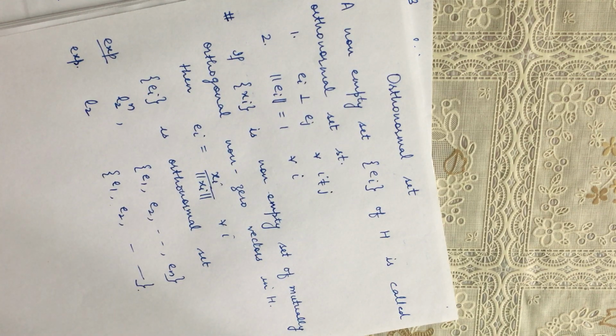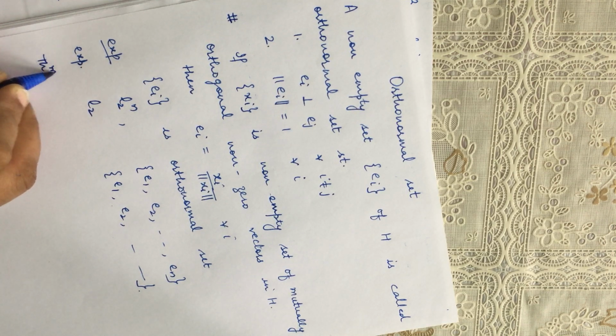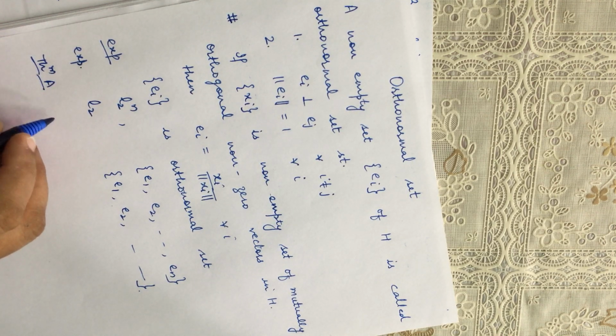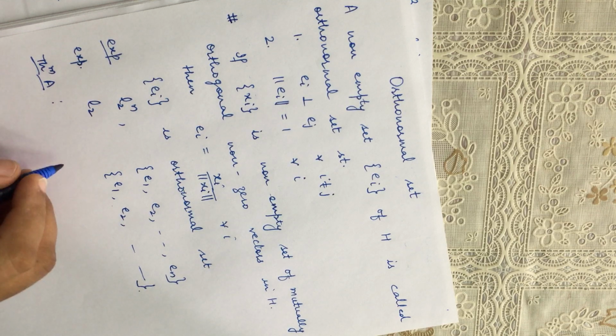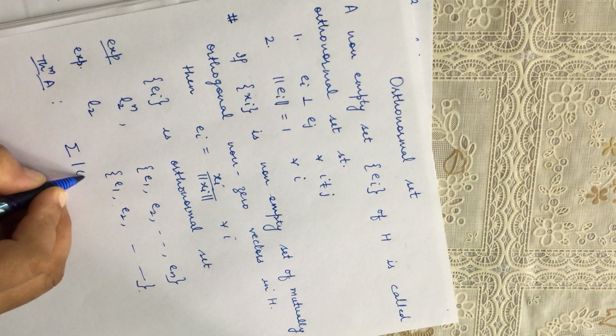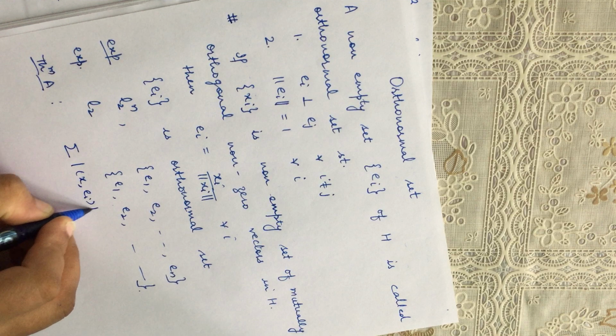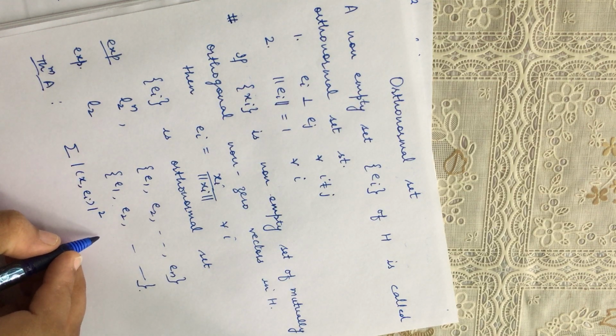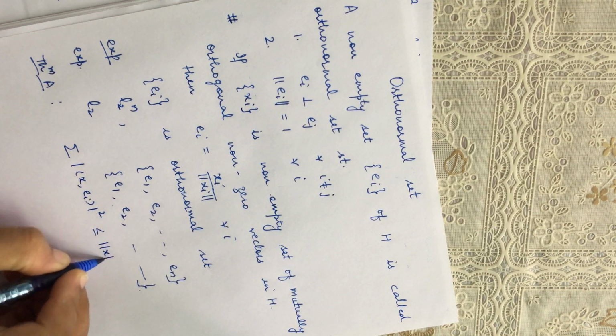Now we have theorem A in this section, which says if we have a finite number of vectors e_1, e_2, ..., e_n which form an orthonormal set in a Hilbert space, and x is any vector in H, then the summation of mod of the inner product of x and e_i, whole square, is less than or equal to norm x square.